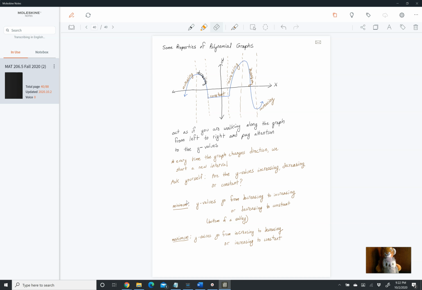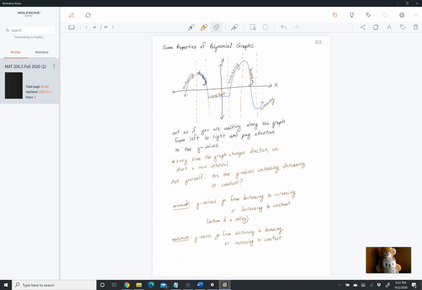Okay, and then we have two different types of minimums and maximums. Either it's an absolute minimum or an absolute maximum. If it's absolute, it's the highest point in the graph for an absolute maximum. For an absolute minimum, it's the lowest point in the graph. Otherwise, we call it a relative minimum or a relative maximum, okay?